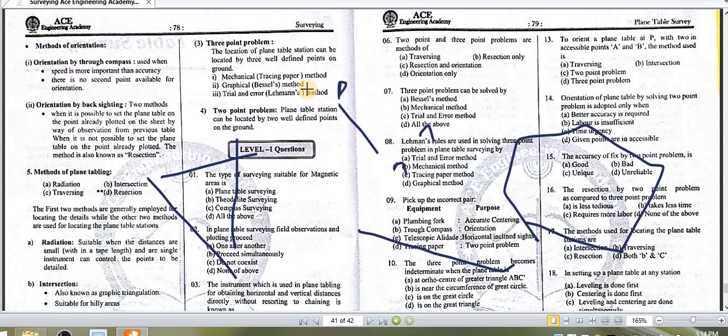Okay, this is all for today. We'll start with your triangulation surveying and your photographic surveying in the next lecture. I think we also have one topic related to GIS and GPS that we will do along with triangulation and photographic surveying. Okay, thank you so much.